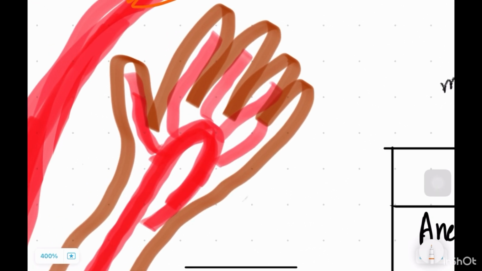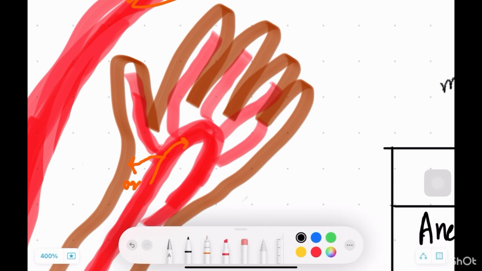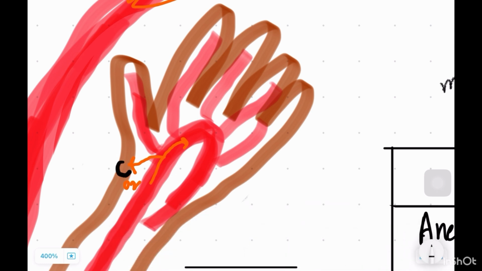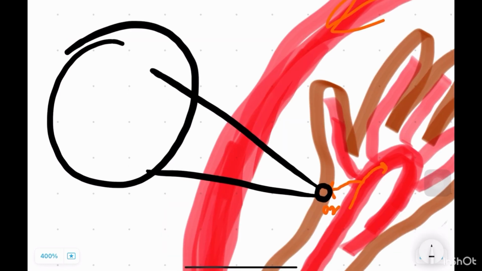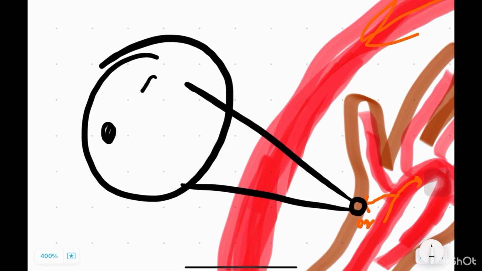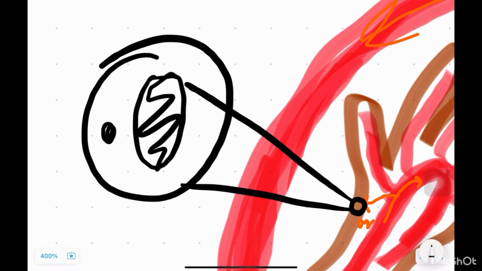Now, here, your hemoglobin is traveling in the blood normally, and what happens is it supplies oxygen to the cells, right? It supplies oxygen to your organs. Now, I'm going to isolate one single cell. We're going to take a look at one single cell. And we have the nucleus and we have the mitochondria.